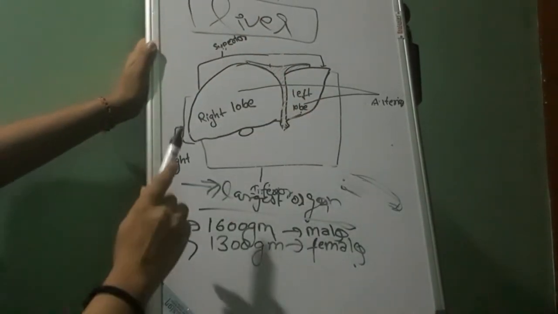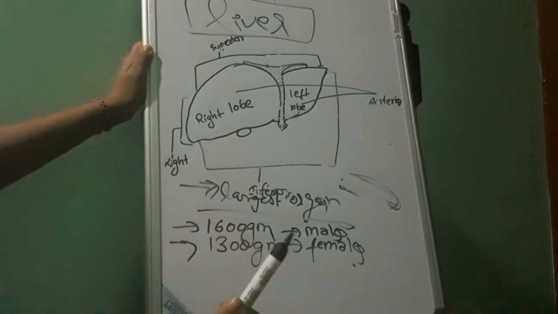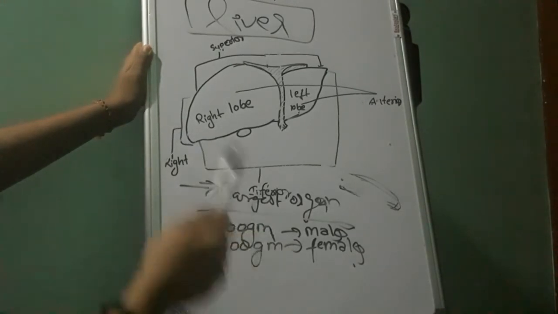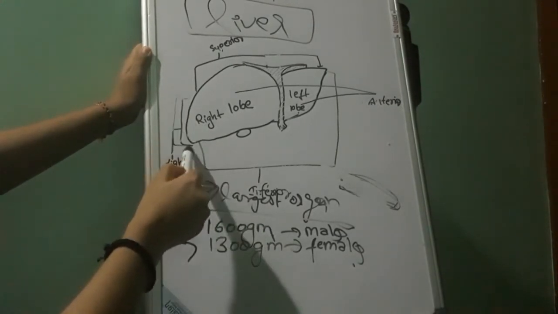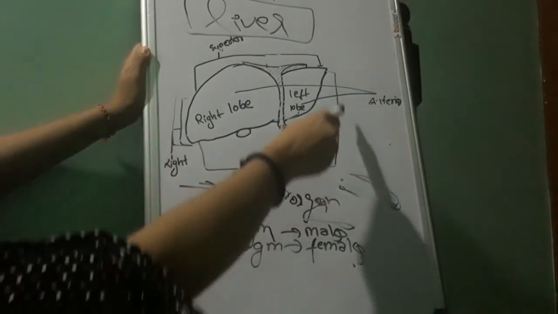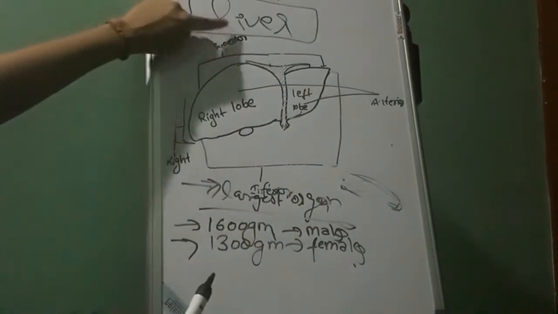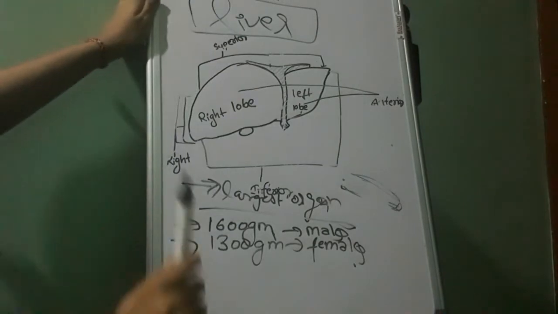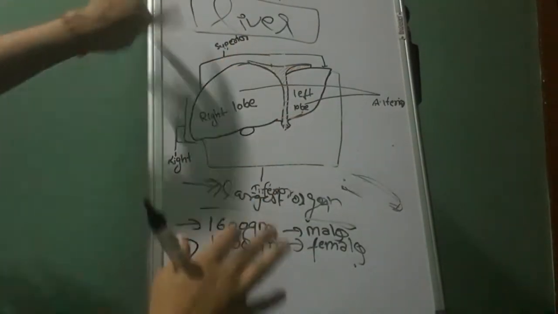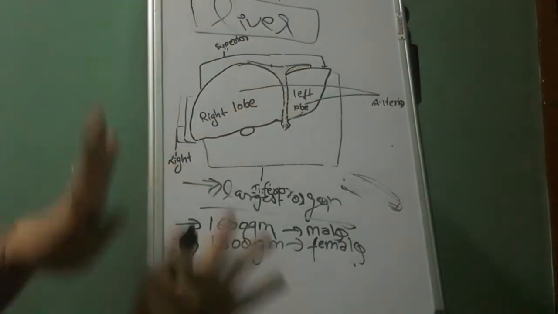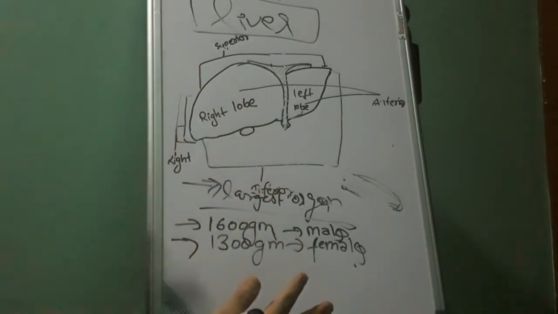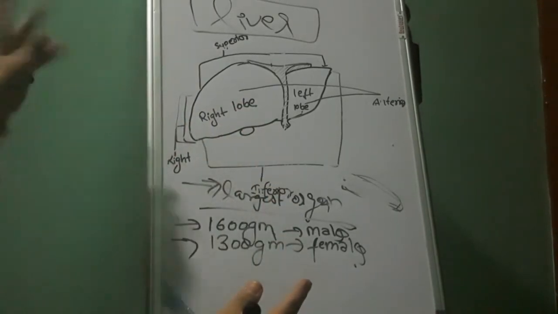And the liver has five borders, which are the right border, inferior border, superior border, anterior, and the posterior one, which is the backside. I haven't shown you the backside view. I'll draw the backside one and I'll try to make you understand the backside view also.